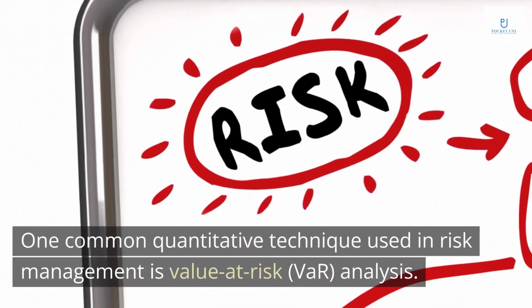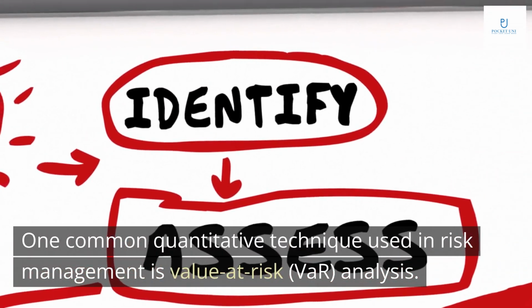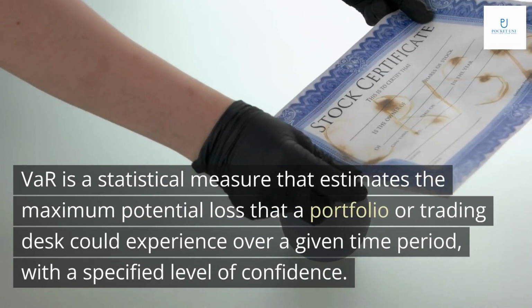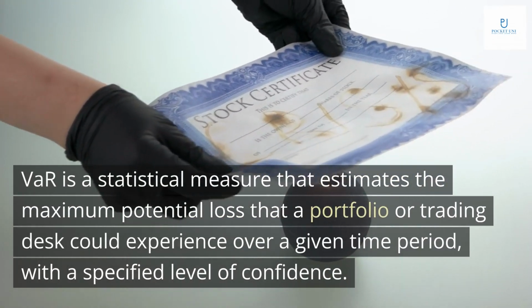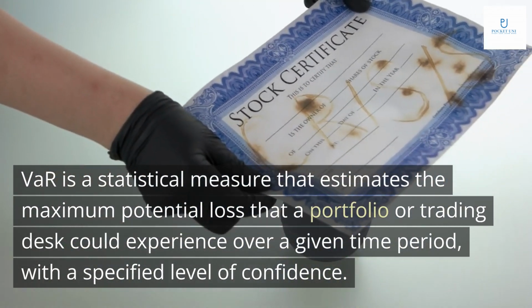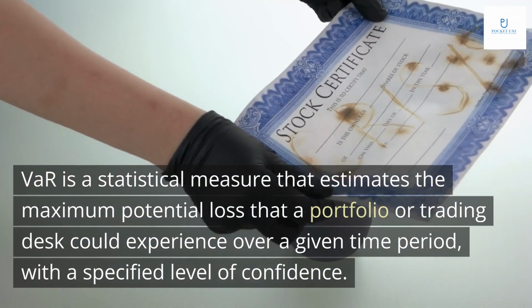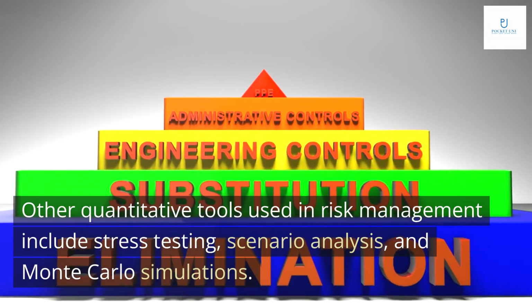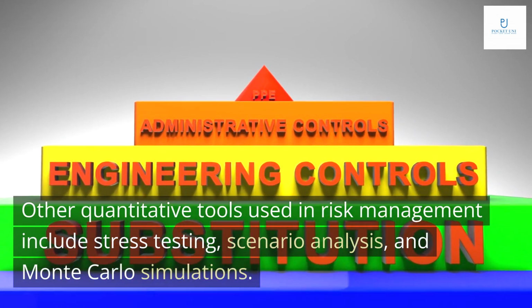One common quantitative technique used in risk management is value at risk (VAR) analysis. VAR is a statistical measure that estimates the maximum potential loss that a portfolio or trading desk could experience over a given time period, with a specified level of confidence. Other quantitative tools used in risk management include stress testing, scenario analysis, and Monte Carlo simulations.